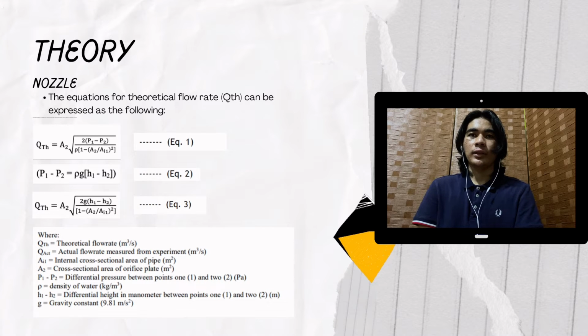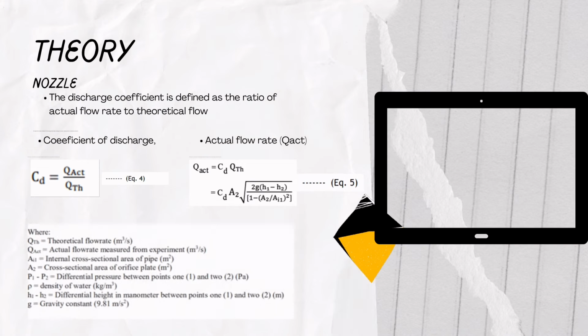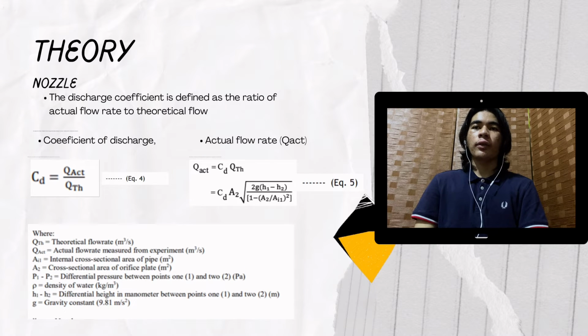As you can see on the slide, the equation for theoretical flow rate Q_th can be calculated based on this equation. The discharge coefficient is defined as the ratio of actual flow rate to the theoretical flow rate. As you can see on the slide, the coefficient of discharge can be calculated by dividing Q actual by Q theoretical, and then the actual flow rate Q actual can be calculated based on this equation.